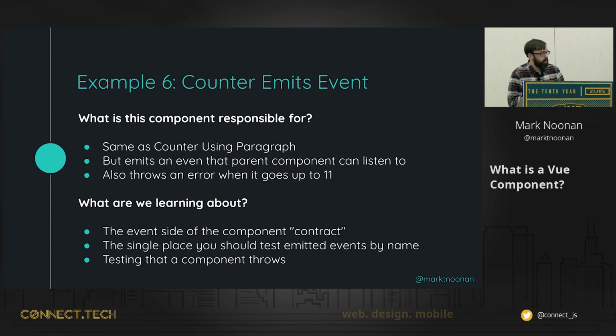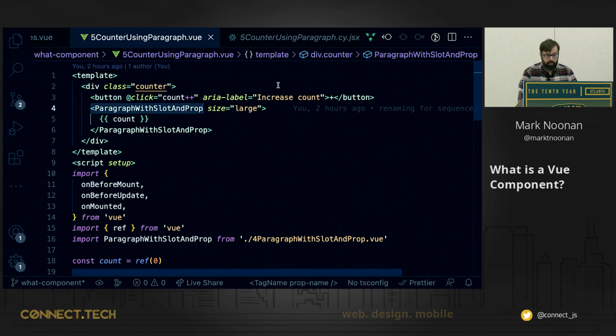Sort of like we said before about props and slots, this test is going to be the only place where this event name has any meaning at all to us in our application. And then we'll also have a test part of this that explains the component throwing.